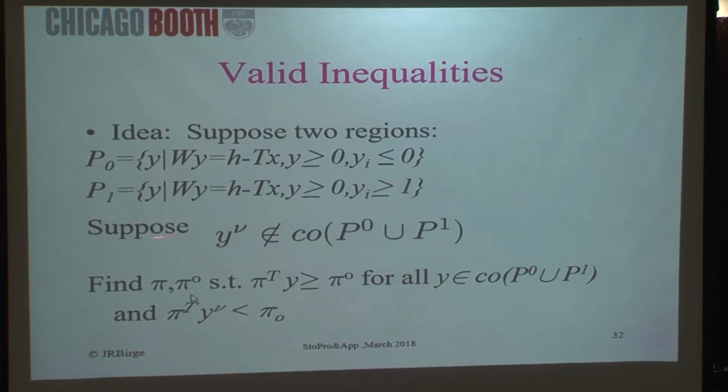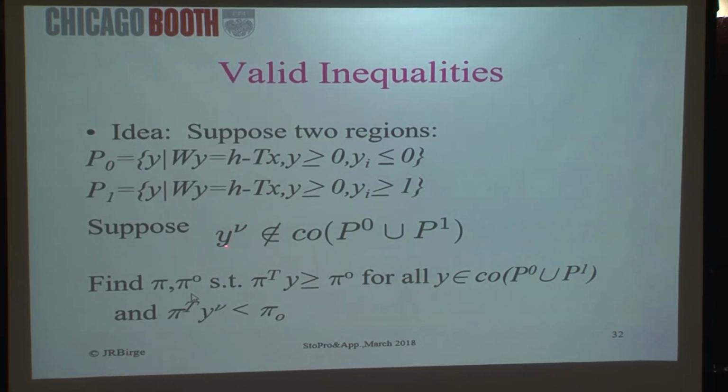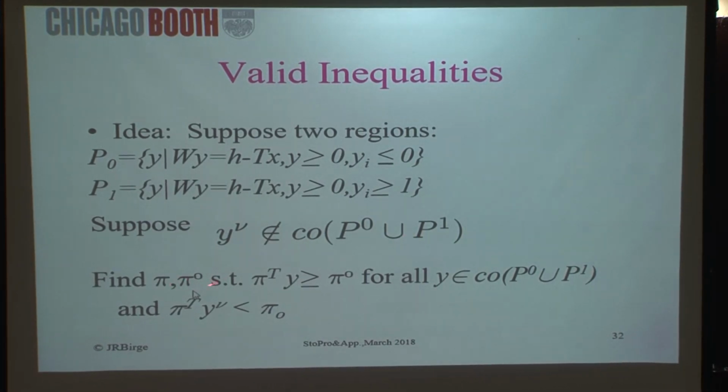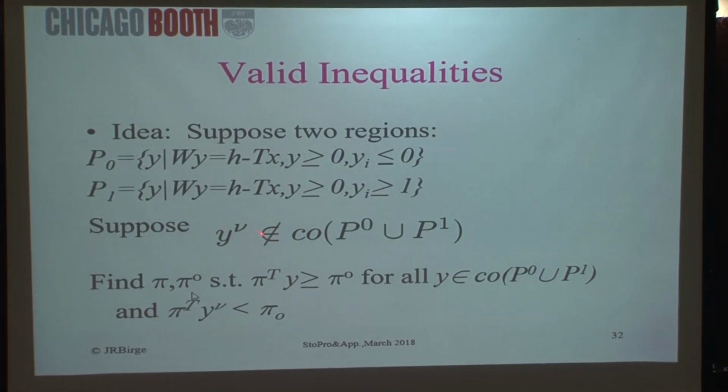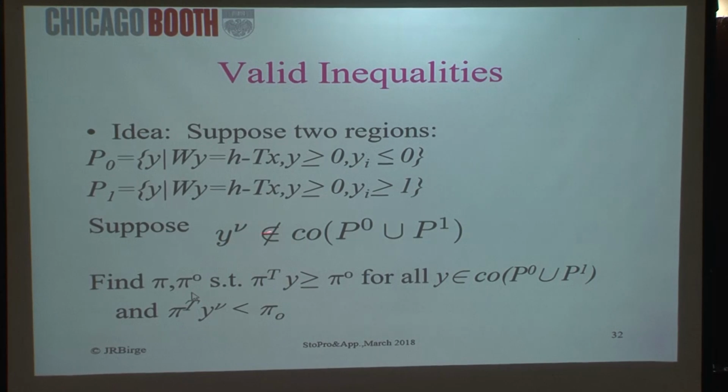So now suppose I've added in some inequalities and I've solved my problem, and I come up with a solution that's not in the convex hull of the union of these two polytopes, this polytope here and this polytope down here. What I would like to do is to find a constraint that cuts off this value y nu, and that will be a valid inequality. An inequality that ensures that I don't end up at this point again.